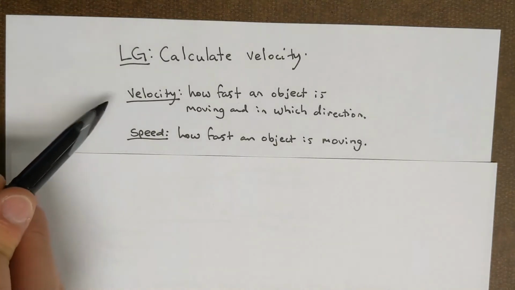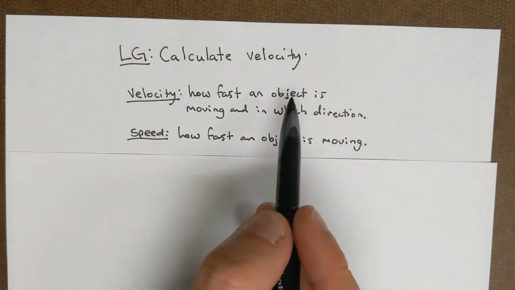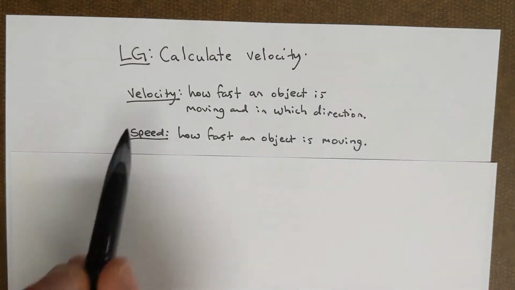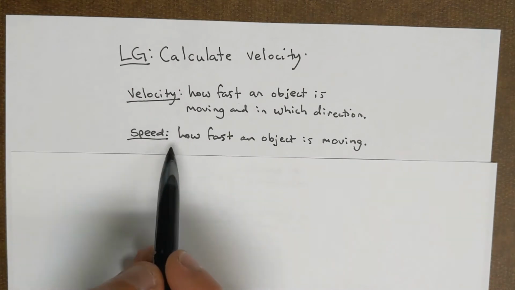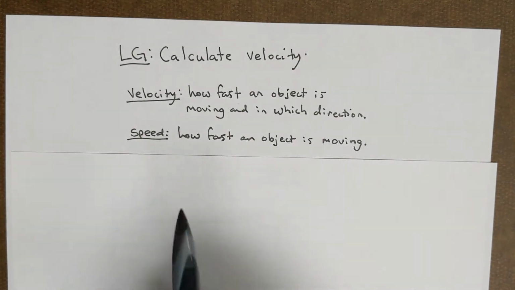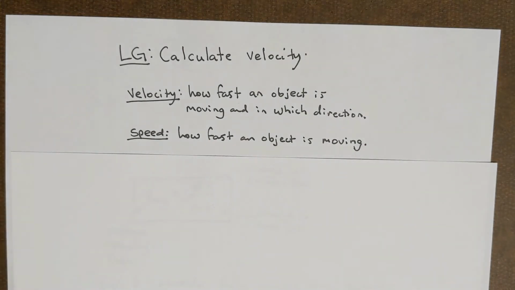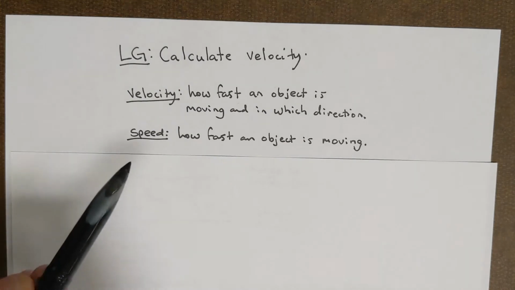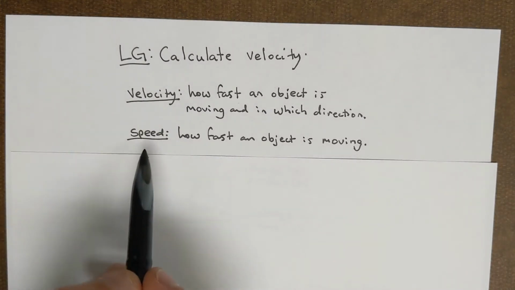Okay, if you said that velocity is a vector because it has both a magnitude and a direction, then you would be correct. Velocity is a vector. Speed is a scalar because it doesn't include the direction in which the object is moving, just how fast it's moving. So that is a scalar quantity. If you think about the speedometer in your car, it tells you how fast you're moving. It doesn't tell you in which direction you're moving.